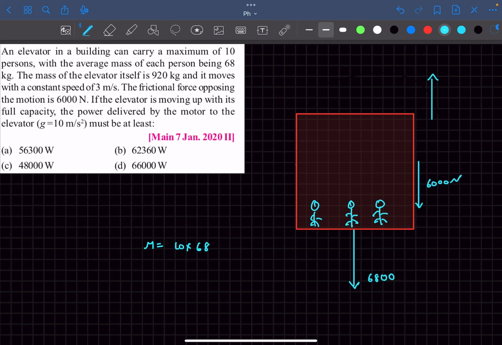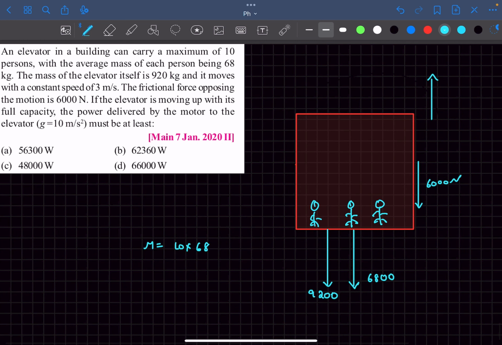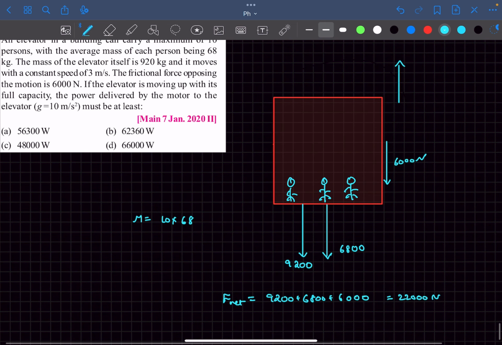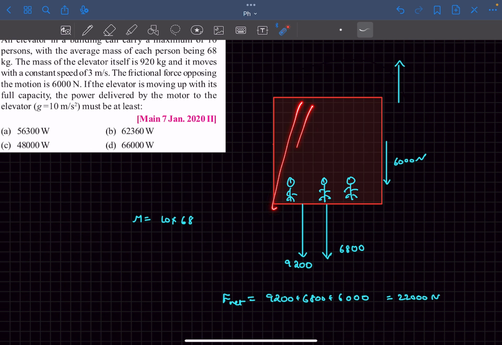And it's also given that the mass of the elevator is 920 kilos. So the weight of the elevator is going to be 920 times g, which is 9200 Newtons. So the net downward force would be 22,000 Newton. Okay. So if we want to take this elevator upwards at a constant speed, the force by the rope pulling the elevator must be 22,000 Newton.